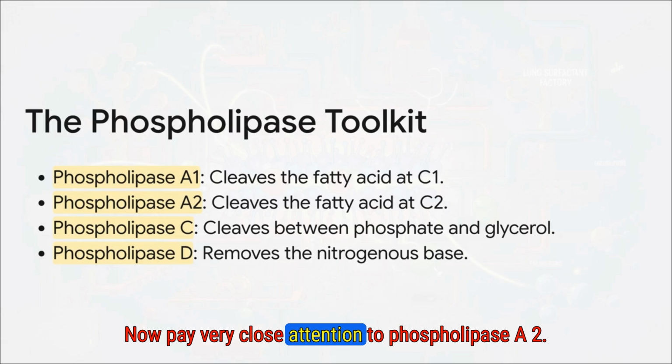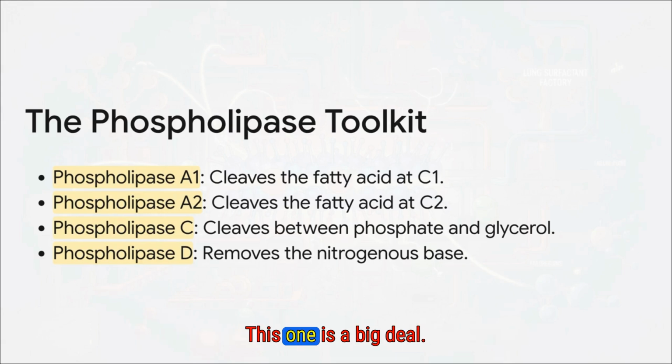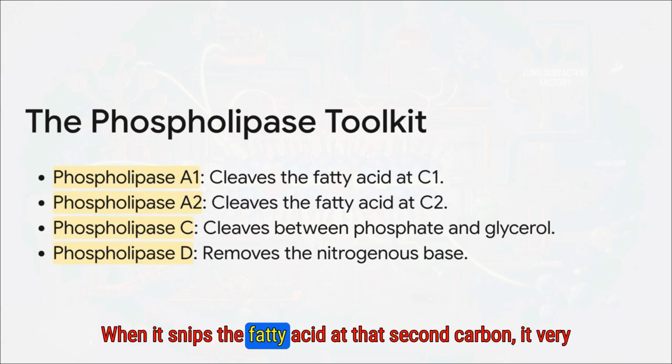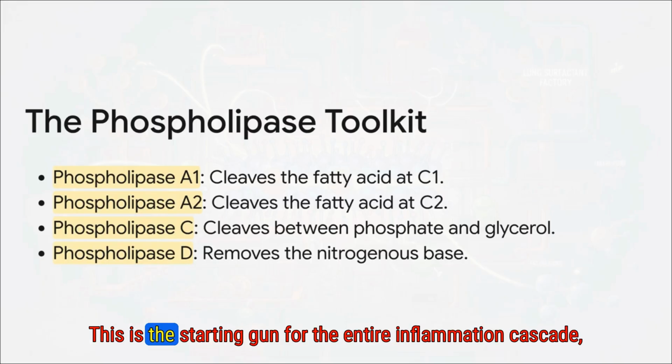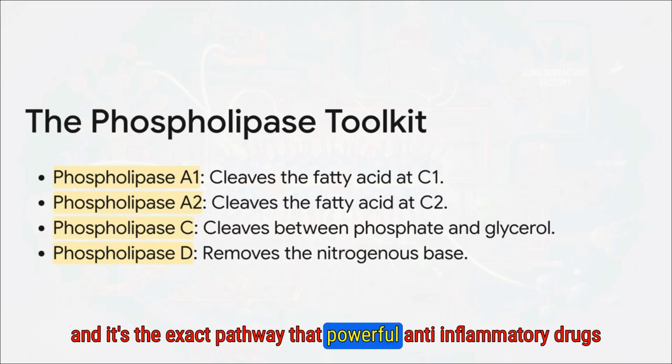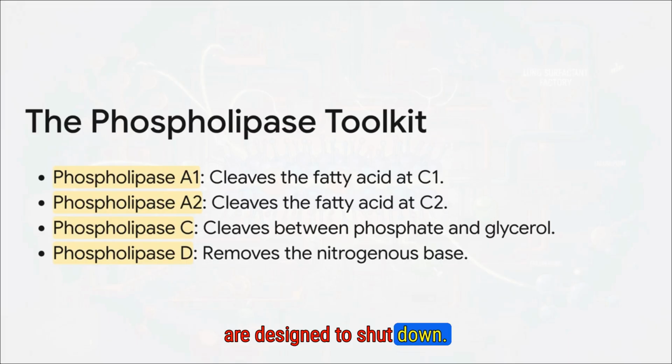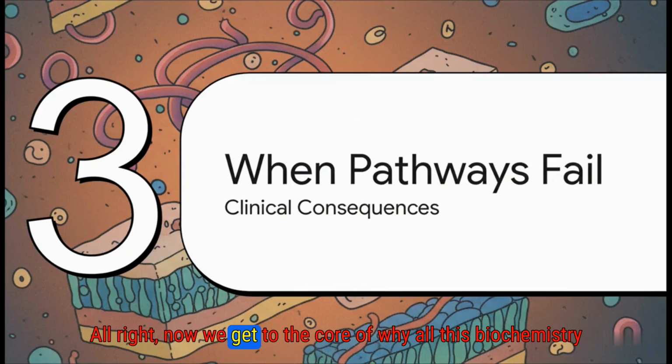Now, pay very close attention to phospholipase A2. This one is a big deal. When it snips the fatty acid at that second carbon, it very often releases arachidonic acid. This is the starting gun for the entire inflammation cascade, and it's the exact pathway that powerful anti-inflammatory drugs are designed to shut down.